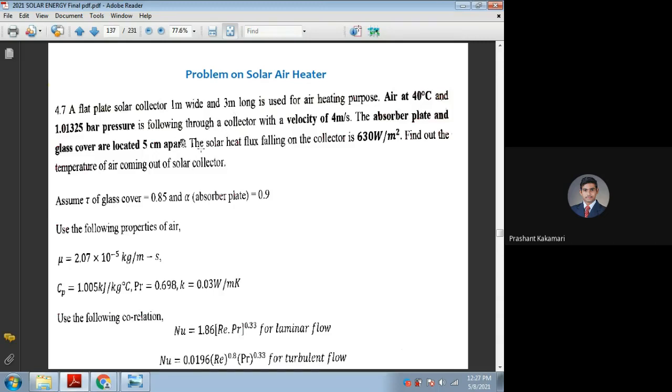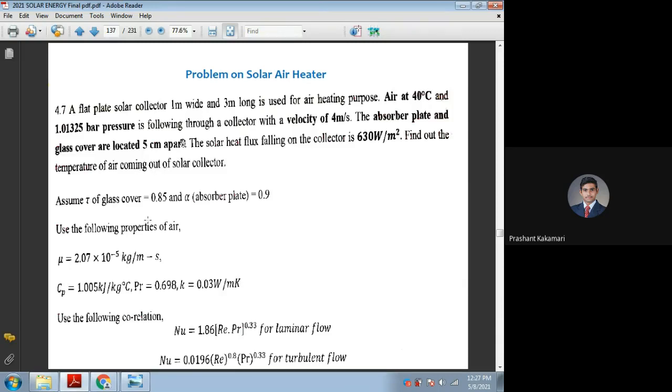The solar heat flux falling on the collector, which is the total incident radiation from the solar energy, is 630 watt per meter square, or I can say 0.630 kilowatt per meter square. Find out temperature of air coming out of a solar collector. See, out of this complete question, the required thing is only outlet temperature of the air you need to find out. That's all. But what is all procedure you have to follow?